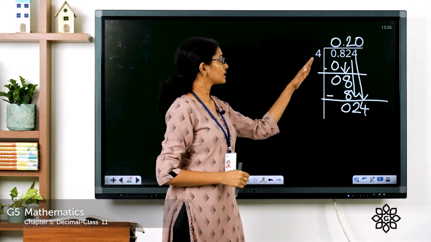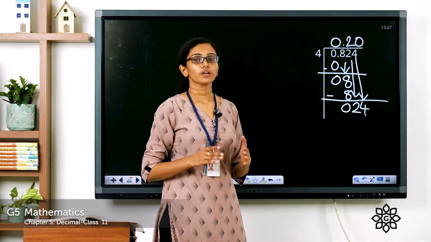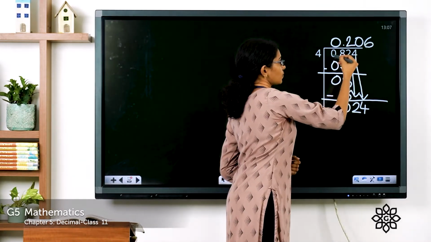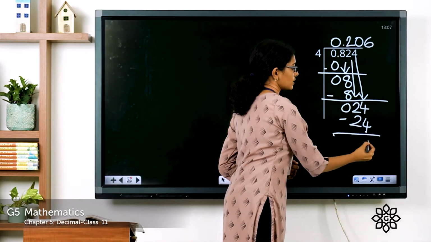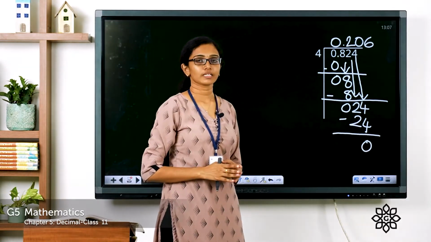So 24 divided by 4. From the table of 4, we know 4 6s are 24. So let's write that 6 here. 4 6s are 24. Subtracting the numbers, we get 0 as the remainder. So now we have completed the division.